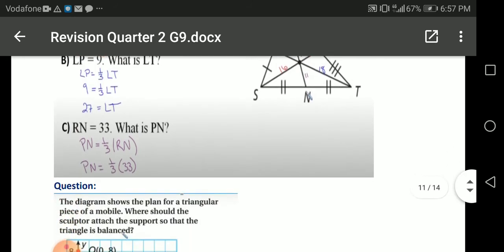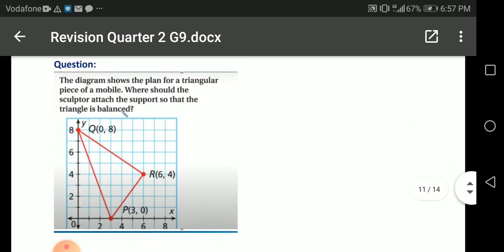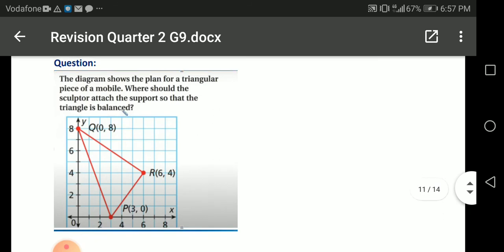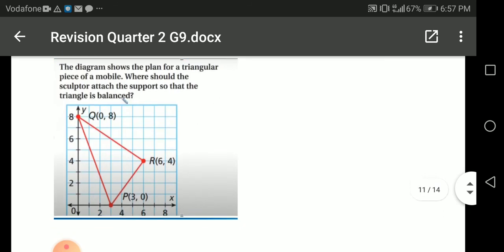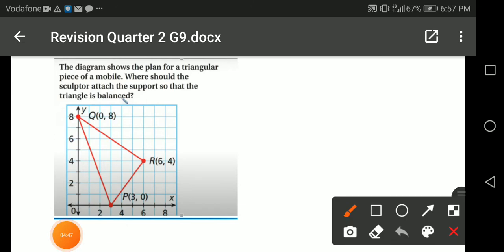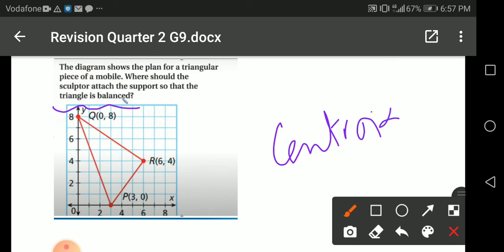Okay, I have here another question. The diagram shows the plan for a triangular piece of a mobile. Where should the sculptor attach the support so that the triangle is balanced? The most important thing, as I told you in the online session, is where the point is at which the triangle is balanced. So he is looking for the centroid.